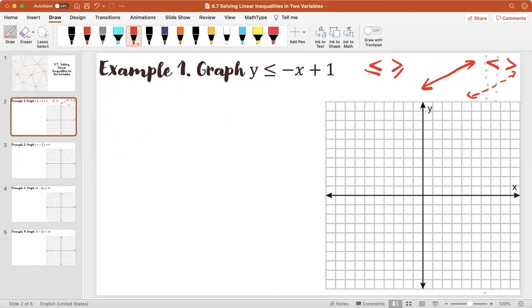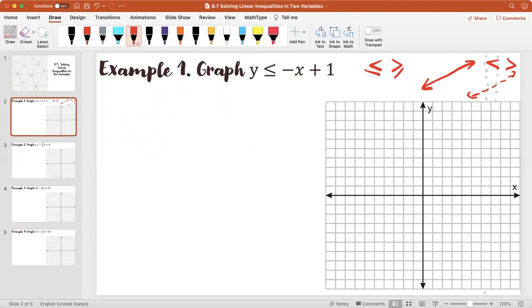When you graph a linear inequality in two variables, it's not simply a line. There are so many points that will satisfy a linear inequality in two variables, and that can be best represented by a plane. So it's not simply a line. The solution set here is a plane. That means we'll do shading here.